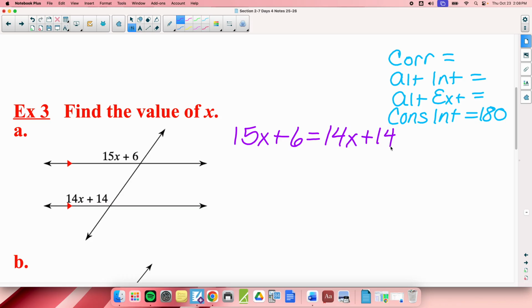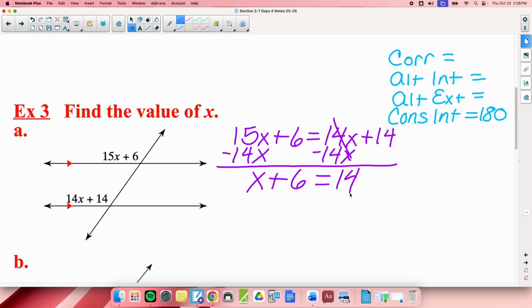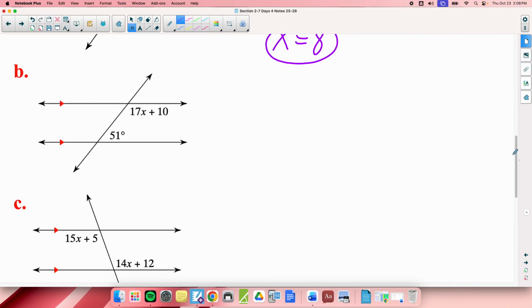So I can go 15x plus 6 equals 14x plus 14. Now if I was doing this, I would bring my 14x to the left by subtracting 14x. 15x minus 14x is x plus 6 equals 14. And then I can subtract 6 and I get x is 8. Okay? Now let's look at B.